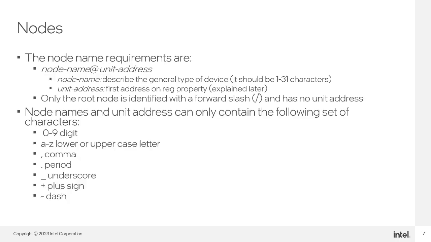Node names require syntax to describe the hardware, the type of device, and the unit address. This information can be found easily in the technical reference manual and bindings. The node names have certain characteristics, like being digits 0 to 9, lowercase or uppercase letters, comma, period, underscore, plus sign, and dash only.